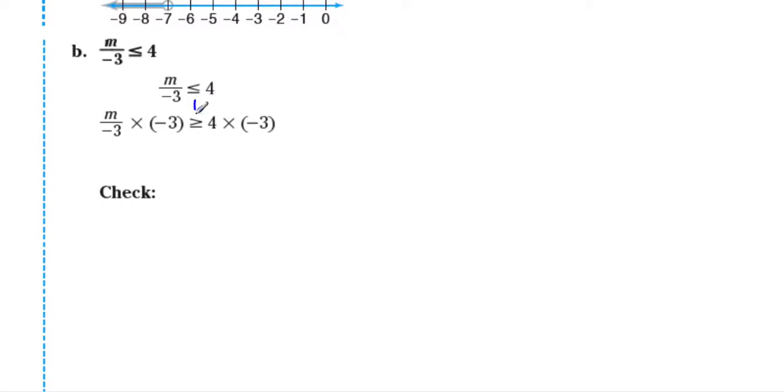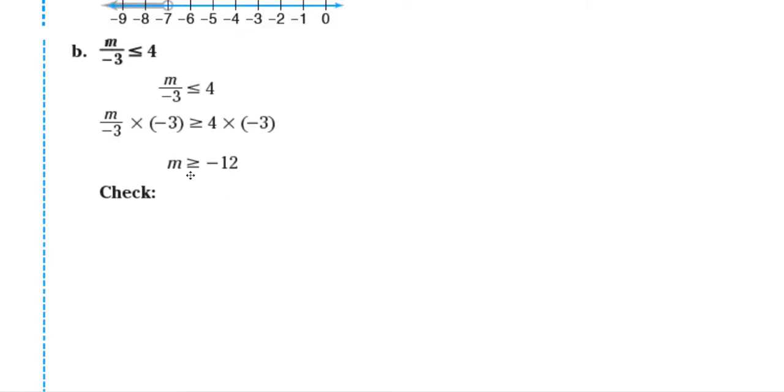So from less than or equal to, it becomes greater than or equal to. Okay, that is because we are now multiplying both sides by a negative integer. So when we multiply both sides by a negative integer, we immediately reverse the order symbol, in this case from less than or equal to, to greater than or equal to. Okay, the -3 goes away because that's equal to 1. So you now have m is greater than or equal to -12, because 4 times -3 is -12. So we check our answer.